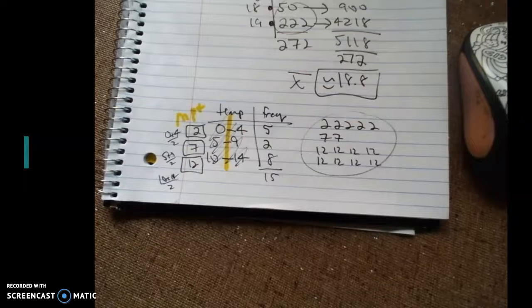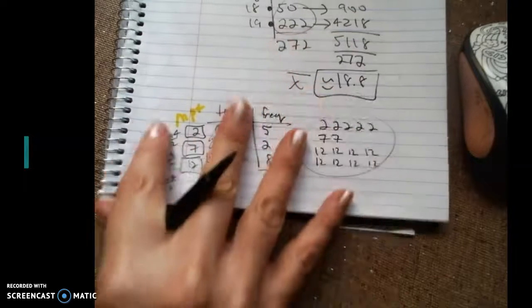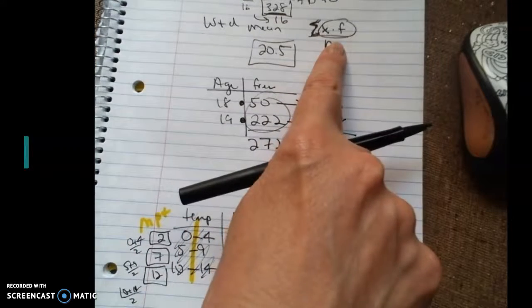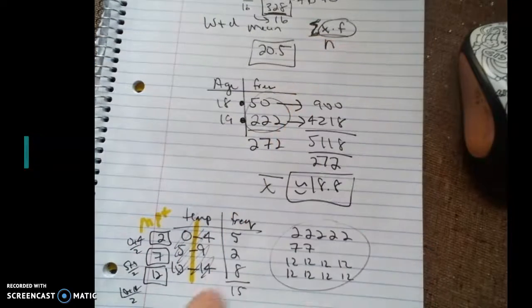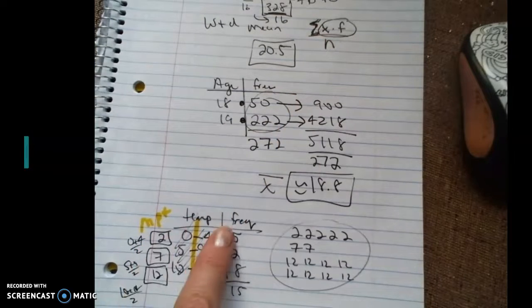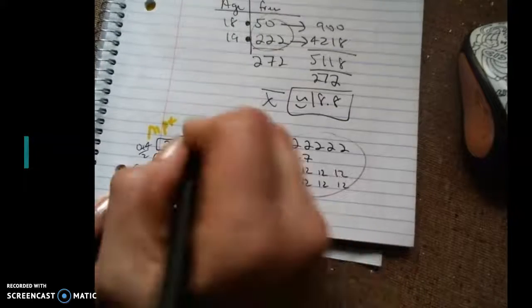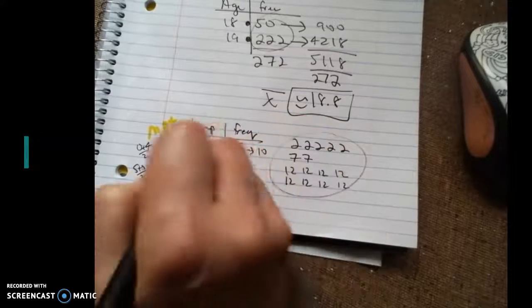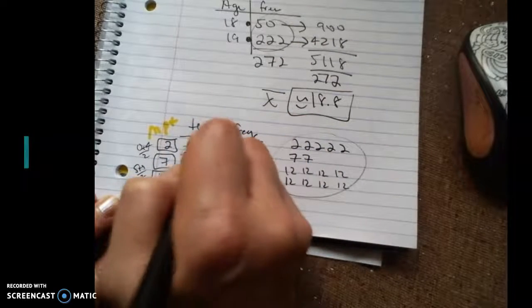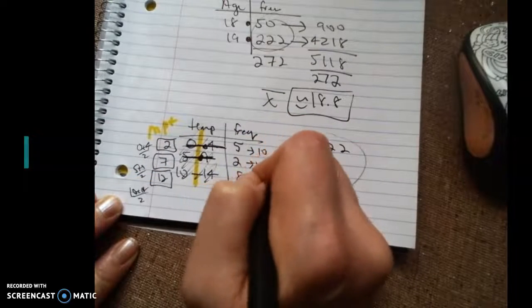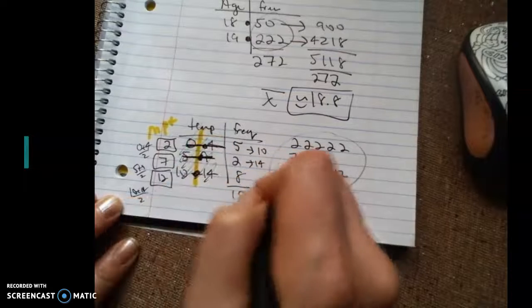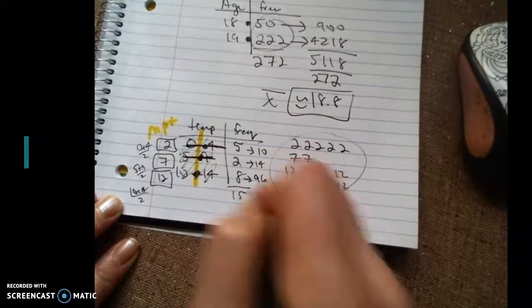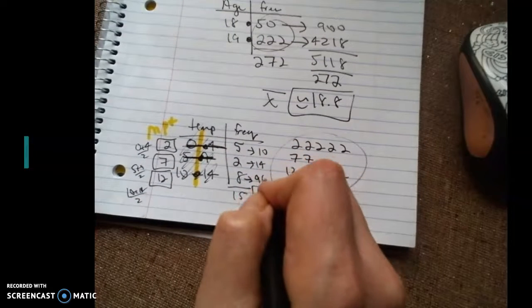All right. But the other thing I could do is the same formula that I did up here, except I'm going to use the midpoint. So I'm going to do the midpoint times the frequency, midpoint times frequency, midpoint times frequency, and add up. So same as before, 2 times 5 gives me a 10. 7 times 2 is a 14. And 12 times 8, I think that's 96. Okay, so I'm going to add those up. What is that? That's 100.